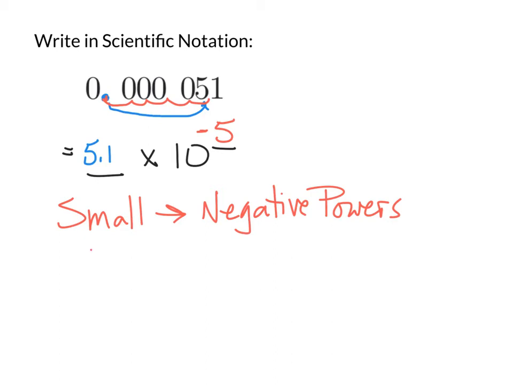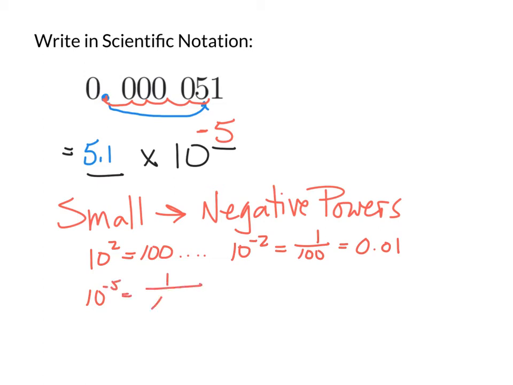The reason for that goes back to what negative powers do. If we had 10 squared, remember that was 100. But if we have 10 to the negative second power, the negative power puts that 100 in the denominator of a fraction. So it's really 1 over 100, which is 0.01. Okay. If we had 10 to the negative fifth, like in this problem, 10 to the negative fifth is going to be 1 over 10 to the fifth, which is 1 over 1, 2, 3, 4, 5, right, which would be, as a decimal, 0.00001. All right, something that's very, very small.